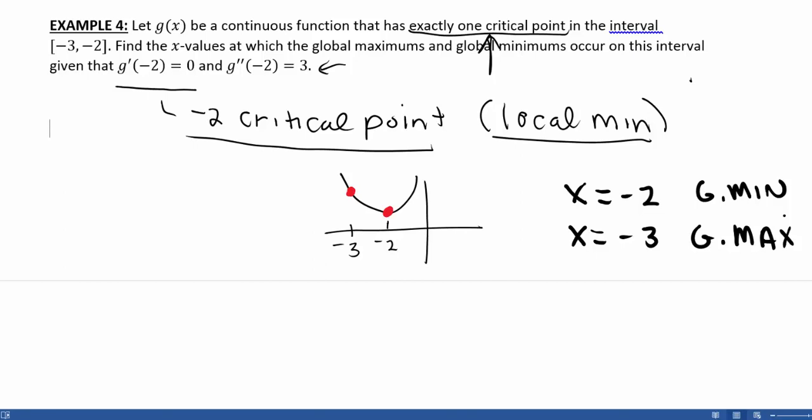So we're able to discern where our global max and our global min are using what we know about the first and second derivative and local maxes and mins to get a sketch of our graph, and then we can hone in on our interval to determine the global values. Let's take a look at another example.